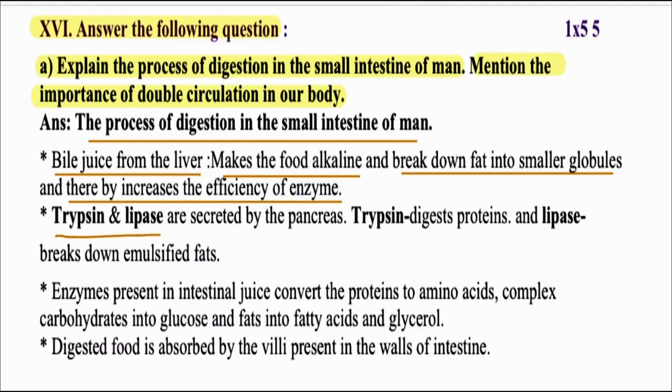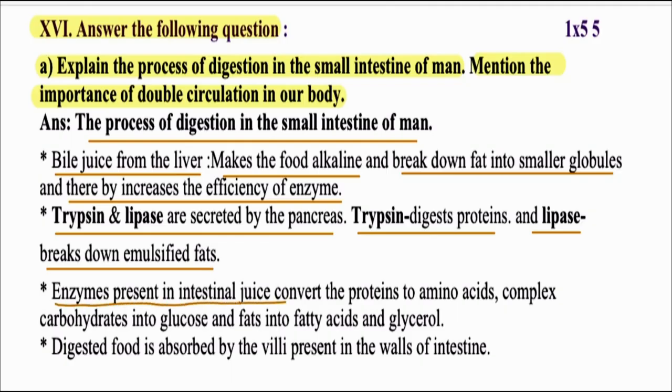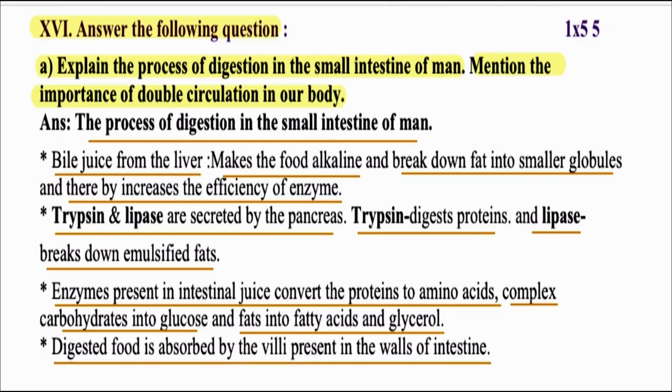Whereas trypsin and lipase are secreted by the pancreas, and trypsin digests proteins and lipase breaks down the emulsified fats. Enzymes present in the intestinal juice convert proteins into amino acids, complex carbohydrates into glucose, and fats into fatty acids and glycerol. Digested food is absorbed by the microvilli present in the walls of the intestine.